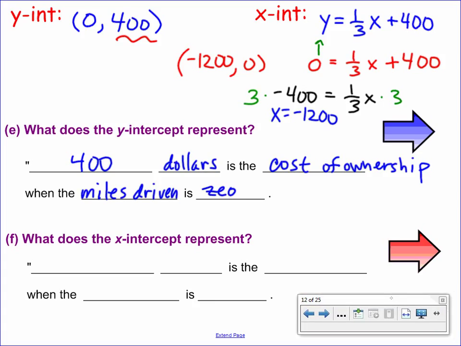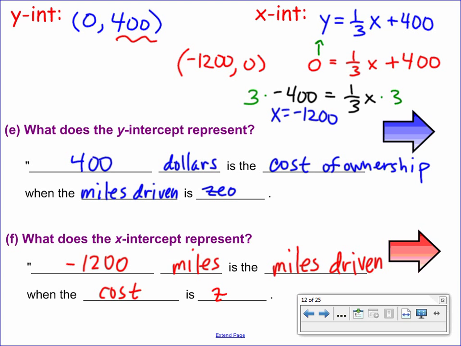So what does the x-intercept represent? Let's find it. Looks like negative 1200. So negative 1200 miles would be the miles driven for the cost of owning the car to be zero. In other words, we have to drive a negative 1,200 miles in order for my cost to be zero. Can we do that? No, we can't drive a negative number of miles. It's not going to keep bringing that cost down.